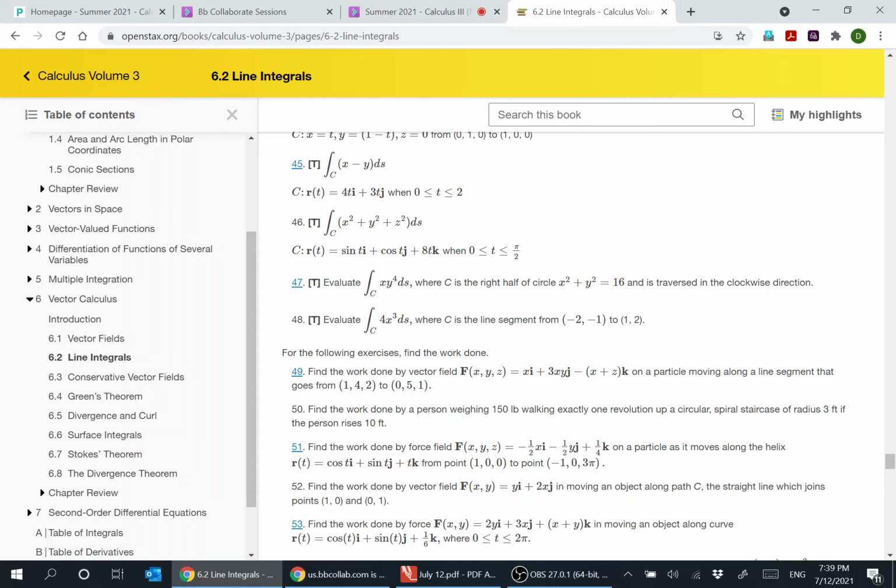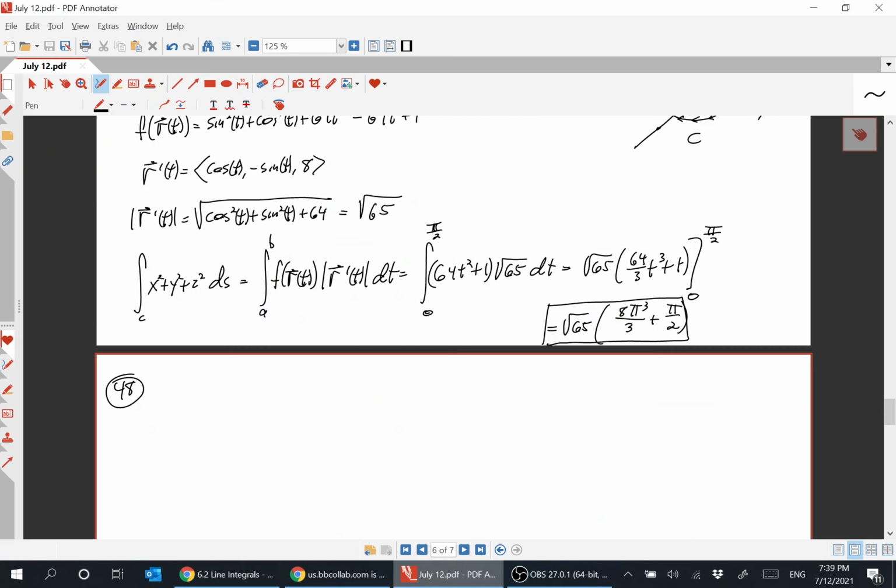They didn't give you the r of t, so you have to pick r of t. And here r of t is going to be a line segment from point A to point B. There's a standard way to parameterize such a line segment, and I will show you how to do that right now.